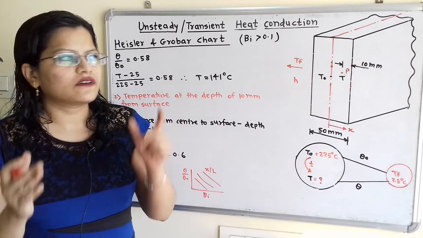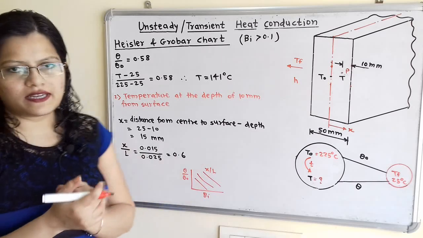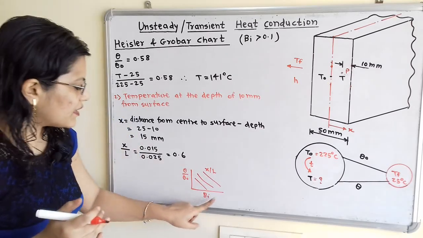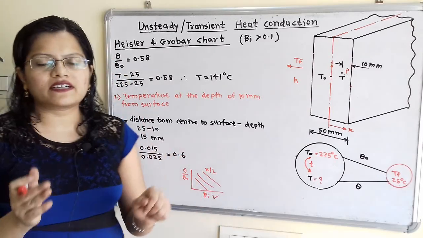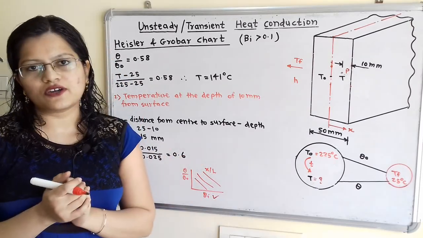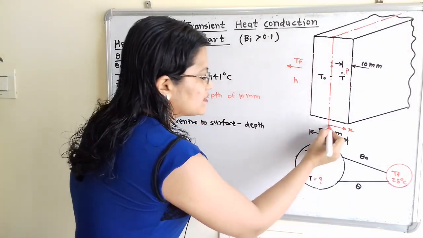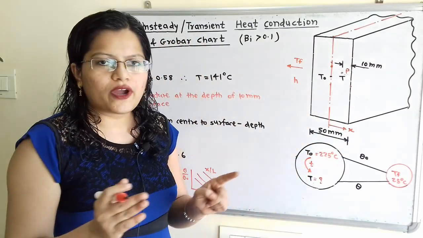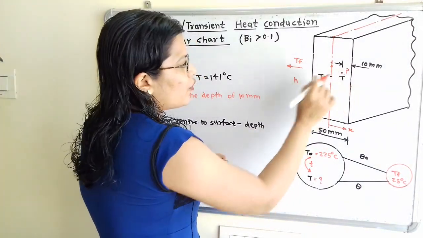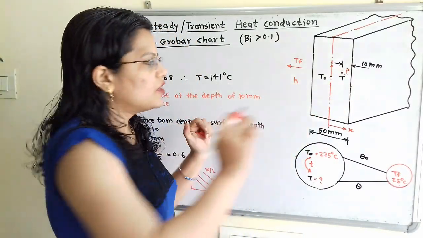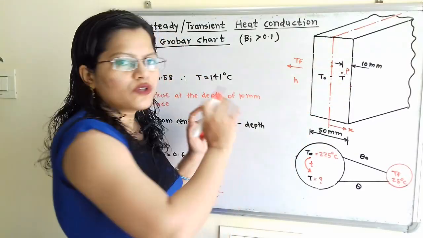Now if we observe this Heisler chart, there is one parameter x by L. Then there is the Biot number. This Biot number is known, and L is the characteristic length, but the value of x is unknown. So how to find this x? This x is the distance of any point from the center line of the plate. Now this is the point P. So for this point P, what is the value of x? From the center line, we have to find the distance of this point P. So how to find it?